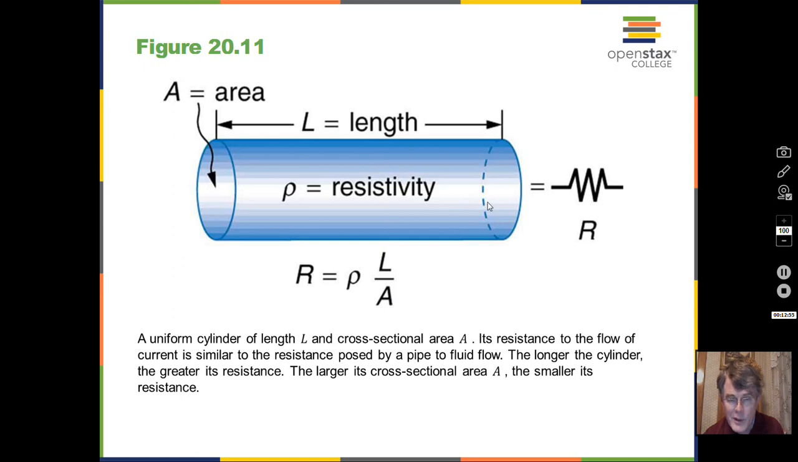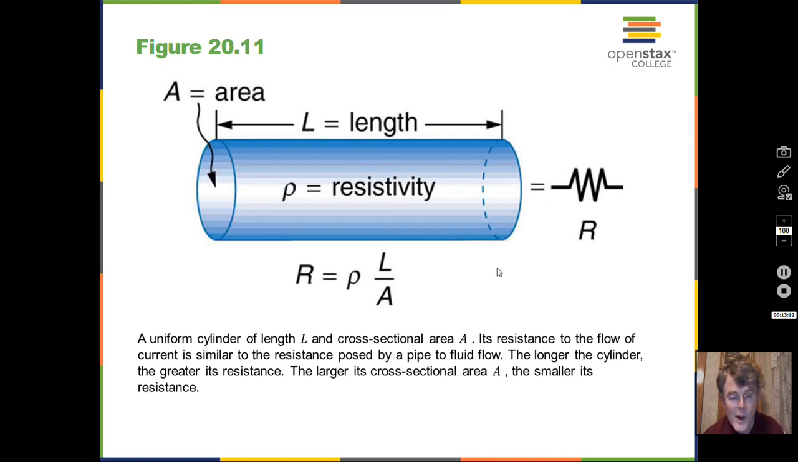If we constrict this to a smaller cross-sectional area, it's harder for those electrons to move through that narrow area. They're bunching up and repelling each other more. It's harder for the electrons to get through. If the area is smaller, the resistance will be higher.